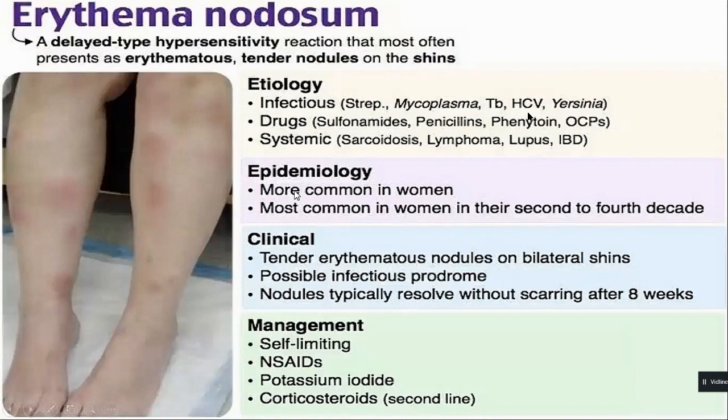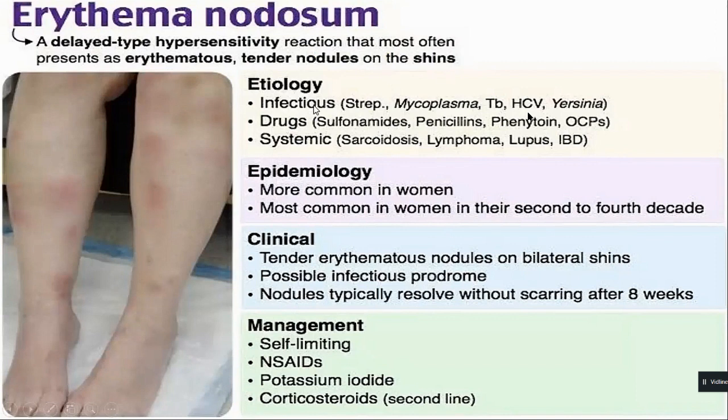Erythema nodosum, you have to be familiar with the differential diagnosis, and you have to understand what erythema nodosum is. It's a delayed type hypersensitivity reaction. As we said in the start, it can happen with many differential diagnoses, okay? So erythematous, tender nodules, where? On the shins, as you see here.